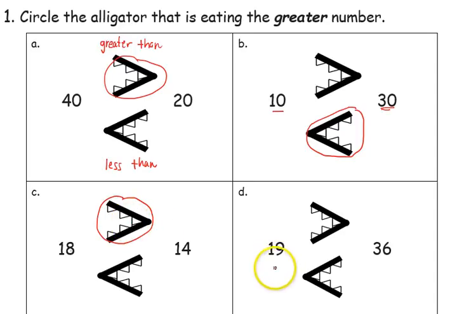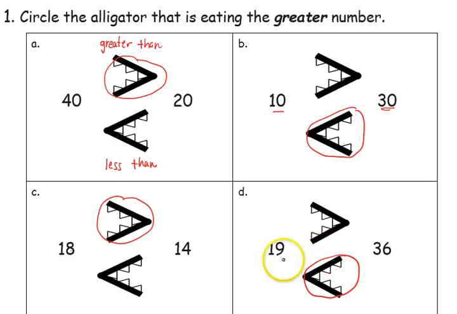Looking at problem D, I have 19. I'm comparing it to 36. Since 36 is the bigger number, I'll choose this symbol because the opening is pointed toward the larger number. I would read my statement as 19 is less than 36 because this is the less than symbol.